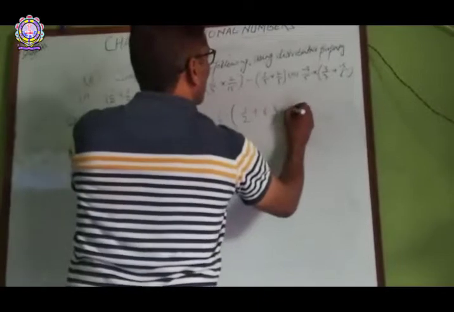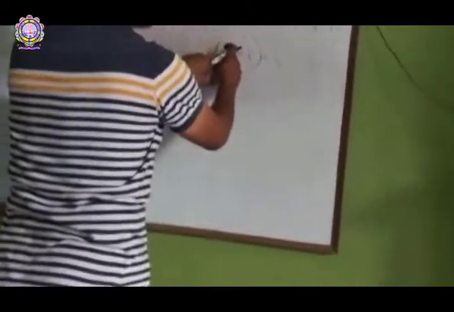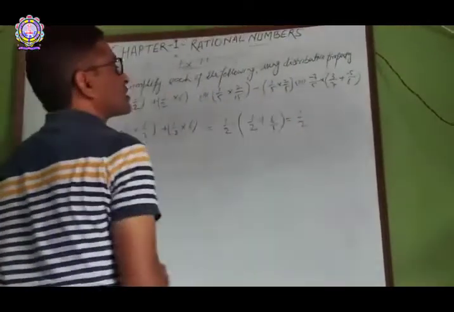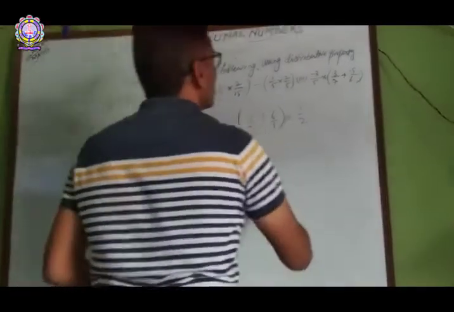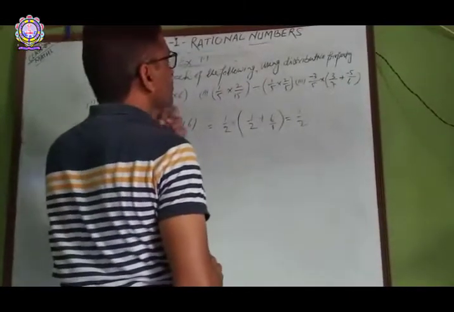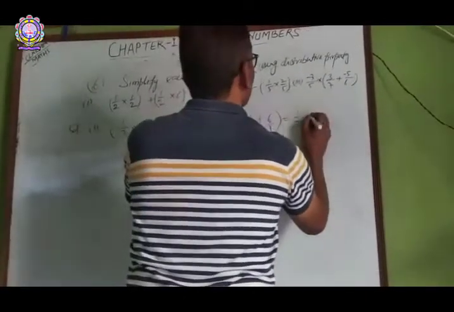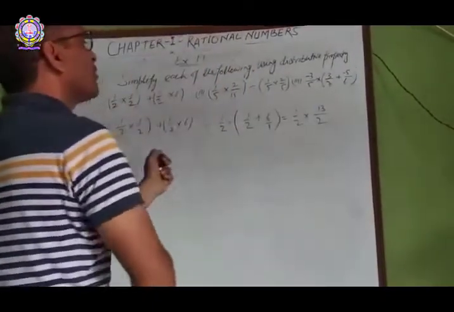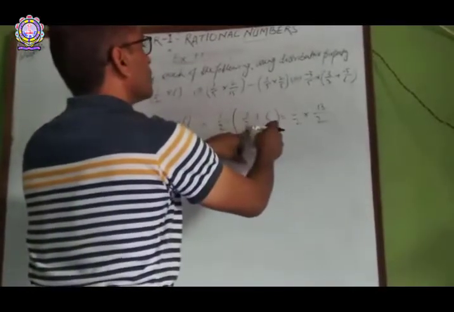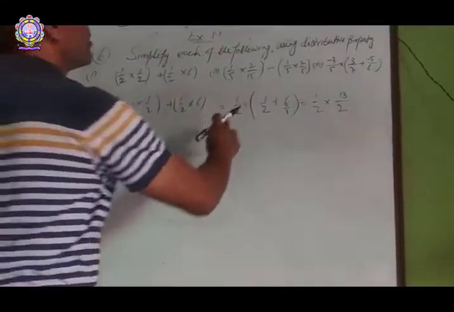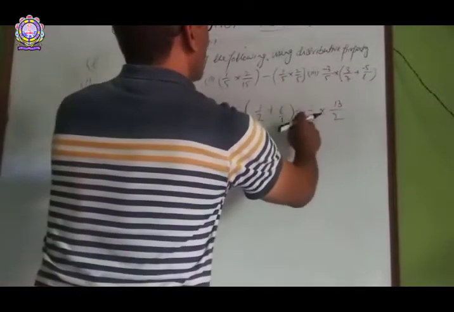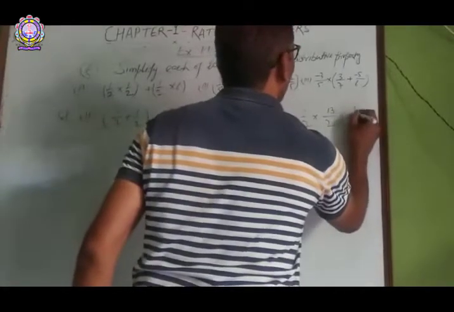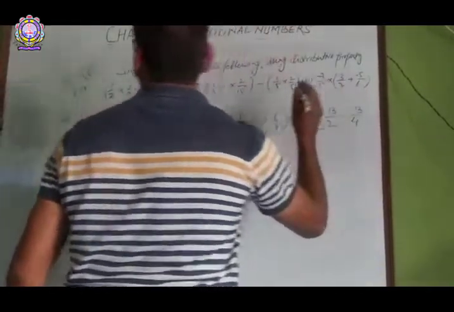This is equal to 1 upon 2 plus 6 upon 1. This will be equal to 13 upon 2. If you take 2 as LCM, this will give you this. If we solve this, you will get 1 upon 2 into 13 upon 2. This will be equal to 13 upon 4.